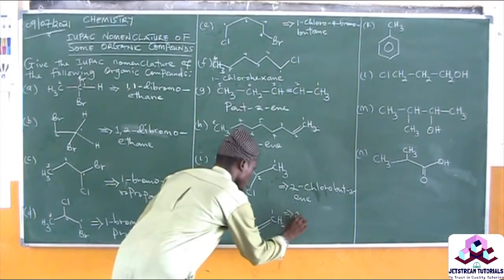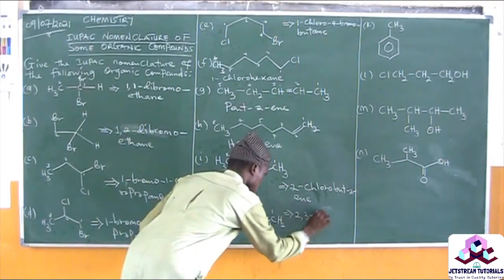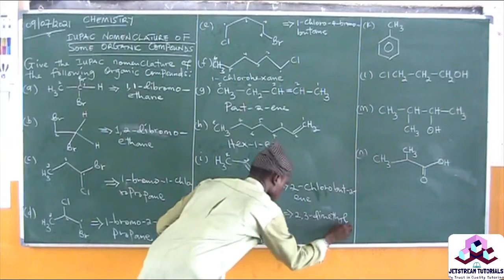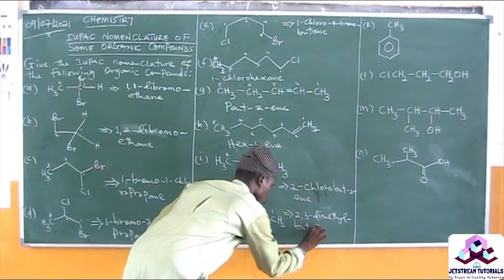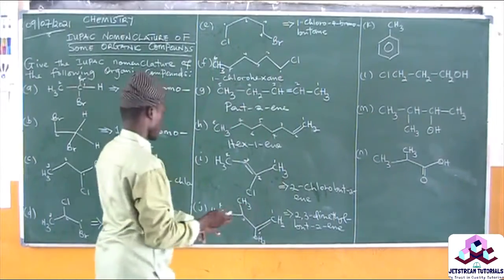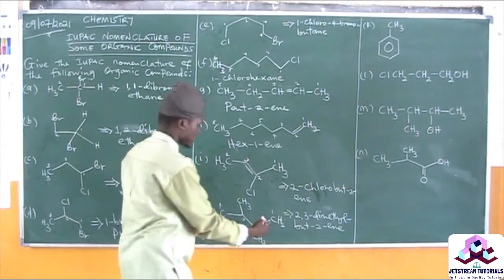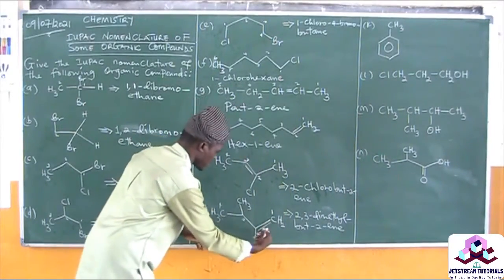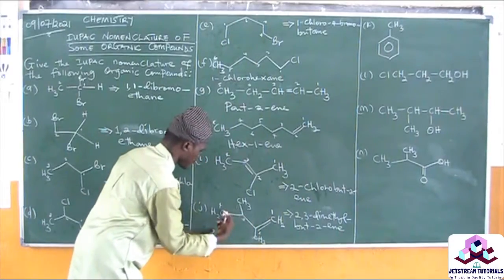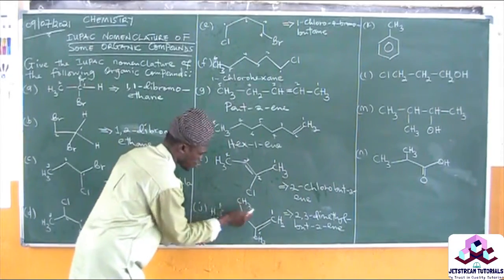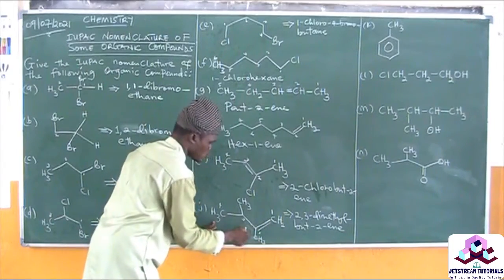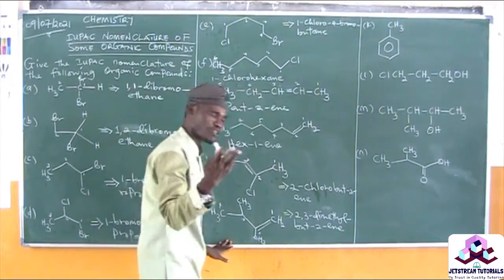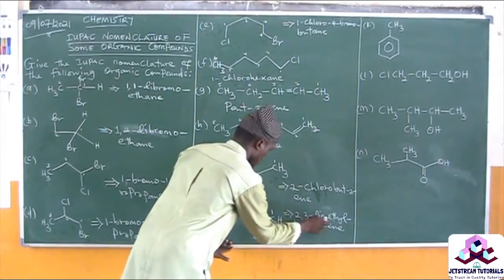This implies that we have 2,3-dimethylbut-2-ene. Is that okay? That is the name of this organic compound. So you can see that in the organic compound chain, we have 4 carbon atoms. When you count from here, we have 1, 2, 3, 4. And then we have a substituent at carbon 3. We have another substituent at carbon 2. Now the substituents at carbon 2 and 3 are the same. They are methyl groups. And how many are they? 2. That is why we use di here.